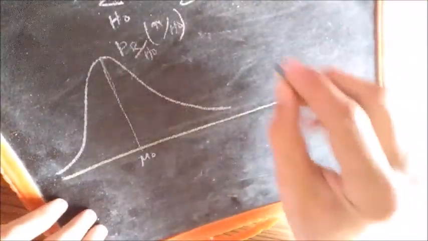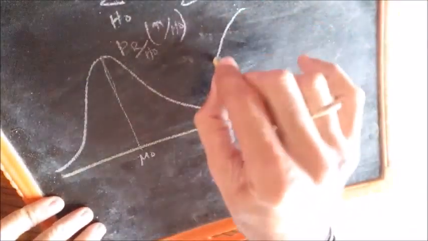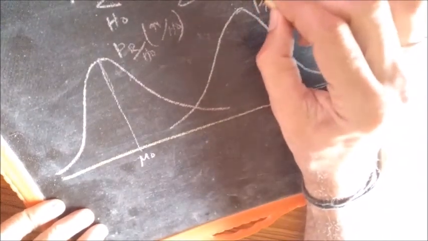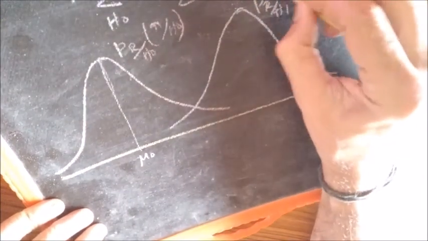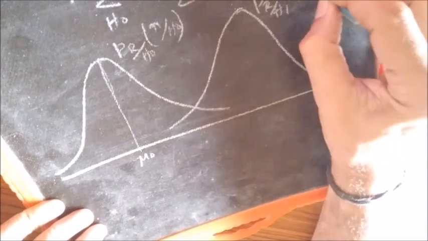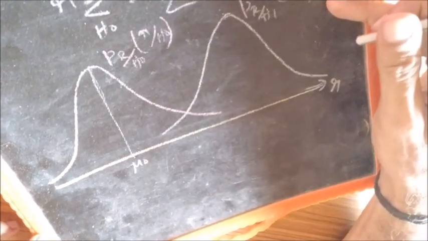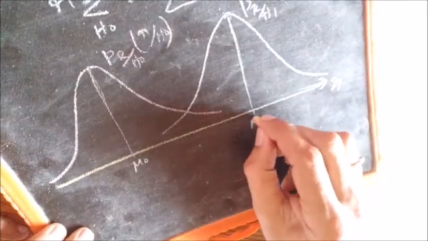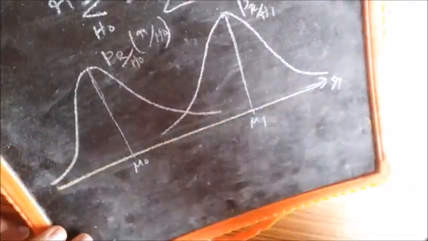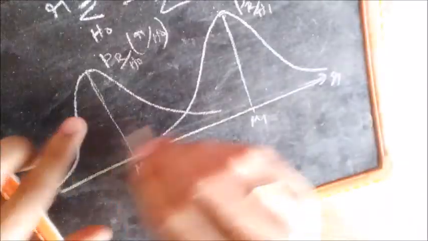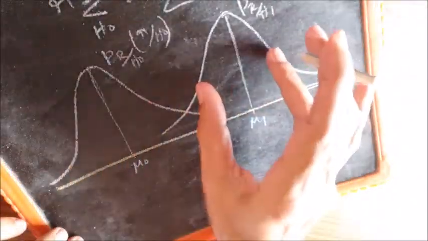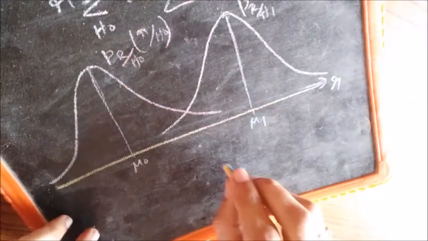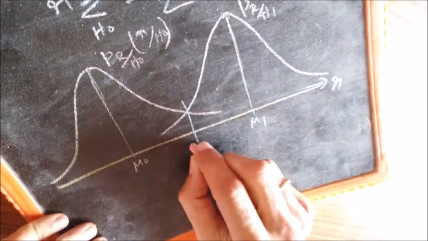And let this be the conditional density function of the received random variable when H1 is the true hypothesis. And this is mu1. We have been told that mu1 is greater than mu0. That's why we have plotted it like this. And the variance is the same, so you can see that the spread is the same. And now (mu1 plus mu0) by 2 is this.